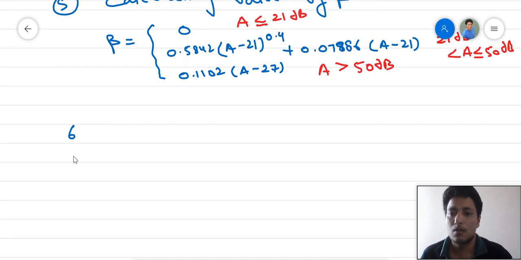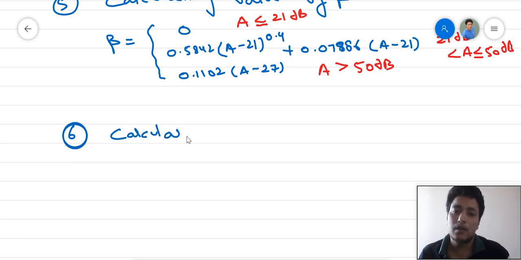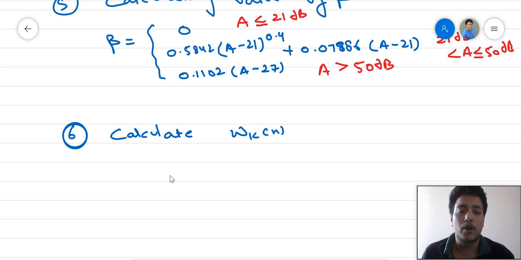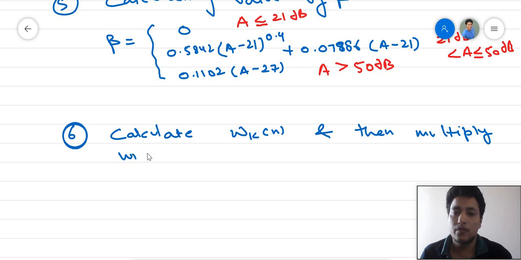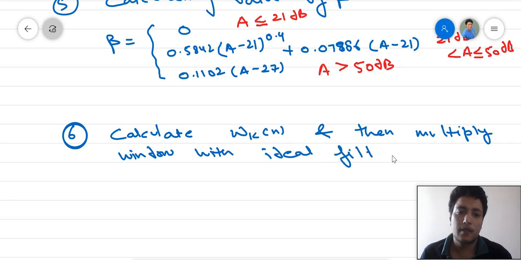Next is calculate the Kaiser window W using the values calculated till point 5, and then multiply the window with the ideal filter response, Hd(n).